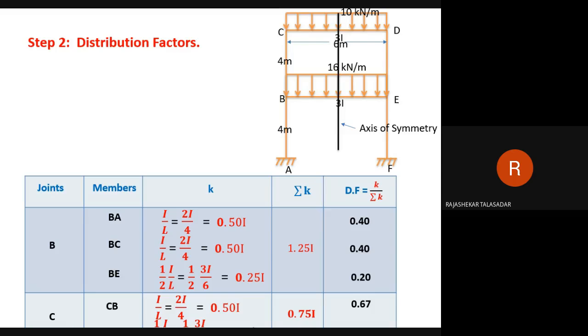If you simplify this, you are going to get 0.25I. Then you take the sum of these two, it will be 0.75I. Then 0.5I divided by 0.75I comes 0.67. Then for CD, 0.25I divided by 0.75I comes 0.33. Not animated because this is already a repetitive step.